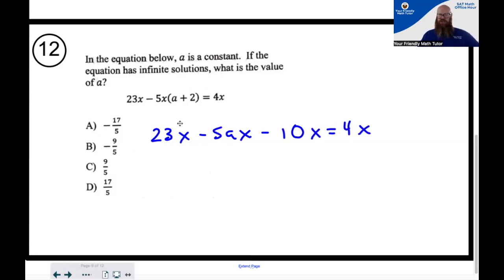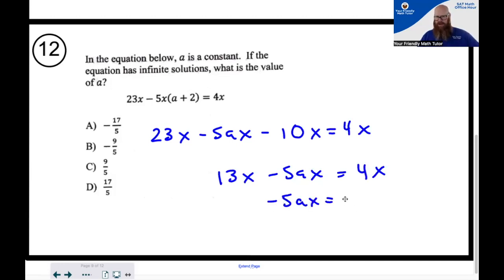So then I could do, there's multiple ways to do this. I'm just going to keep going with this. So I'm going to say 23 minus 10 is 13x minus 5ax equals 4x. And then to avoid negatives, let's just do it this way. Negative 5ax equals, I'm going to bring this over to negative 9x.